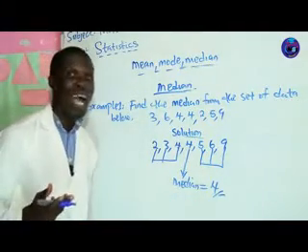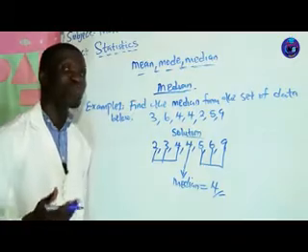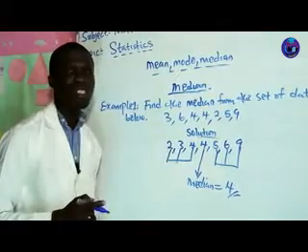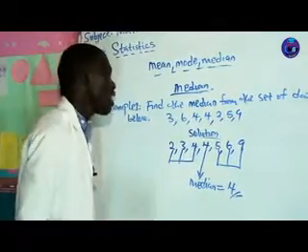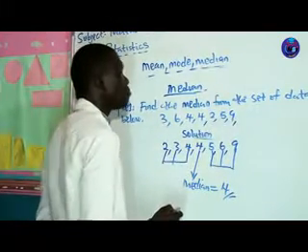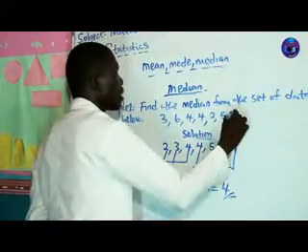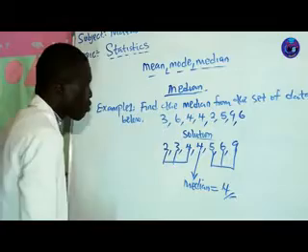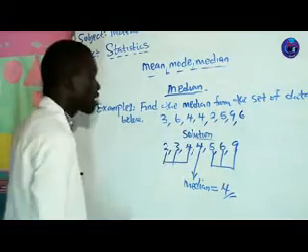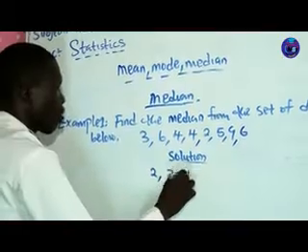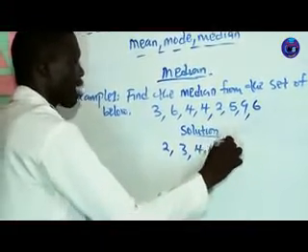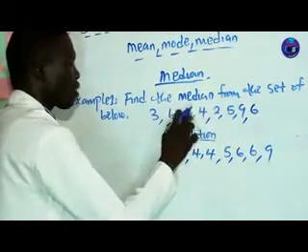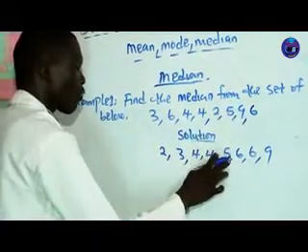Okay. You want to ask me, what if we have up to 8 numbers and there is no number at the center? There's something we can still do. Let me explain to you. Let's say, for instance, you have another 6 here, okay, and we want to find the median of this set of numbers. 2, 3, 4, 4, 5, 6, 6, 9. 1, 2, 3, 4, 5, 6, 7, 8.